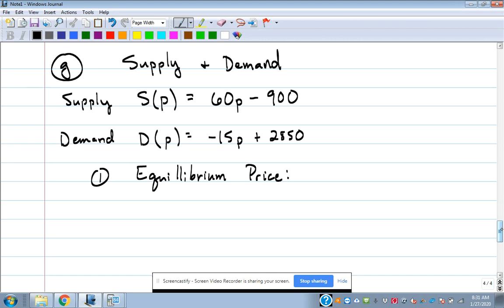And that's like the perfect case scenario. We're meeting the demand and they're buying up everything we make. That's the perfect case for us. So we're going to see what the price is that's going to hopefully make that happen.